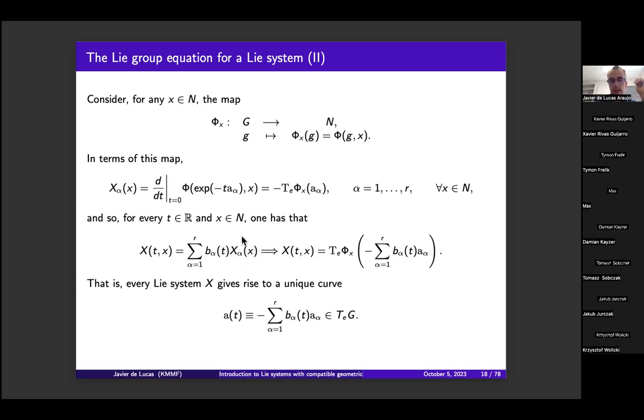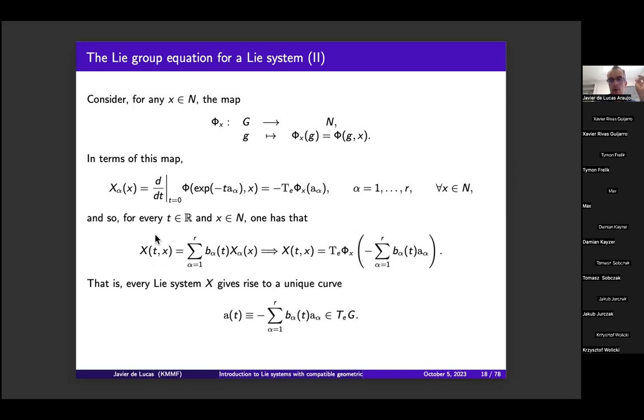You have this X alpha of X, you put this in here, and taking into account that the tangent to phi X at the neutral element is linear, and these are just functions depending on time, you can put it inside this mapping, and it turns out that the time-dependent vector field at point X is defined for every X by means of a curve in the Lie algebra, okay? And this curve is exactly the same no matter what the point X is.